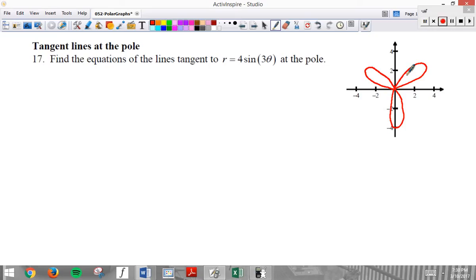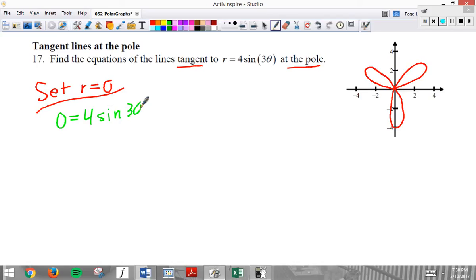Find the equations of the lines tangent at the pole. Tangent at the pole. Guess what, guys? To find the tangent at the pole, set r equals 0. That's all you need to do. It's going to be so nice as a cooldown. 0 equals 4 sine 3 theta. 3 theta would be one of the many values.